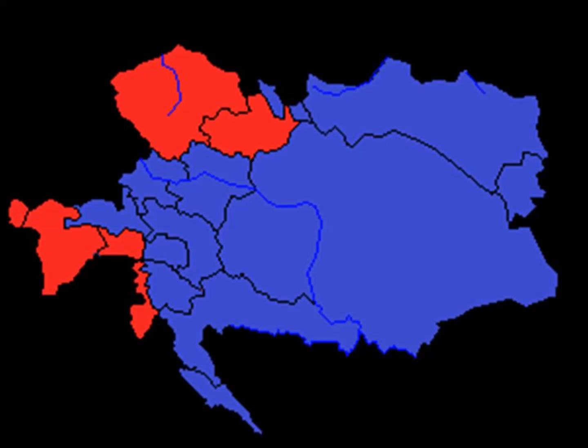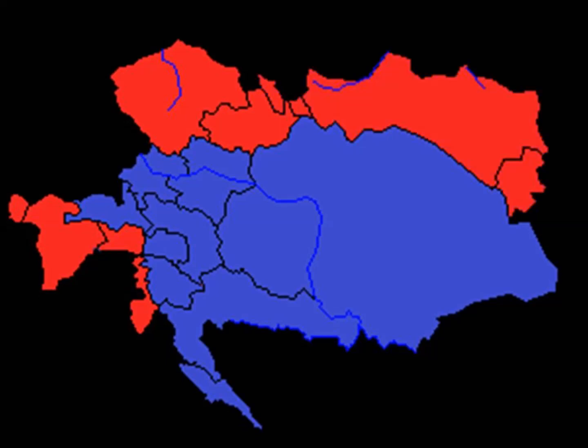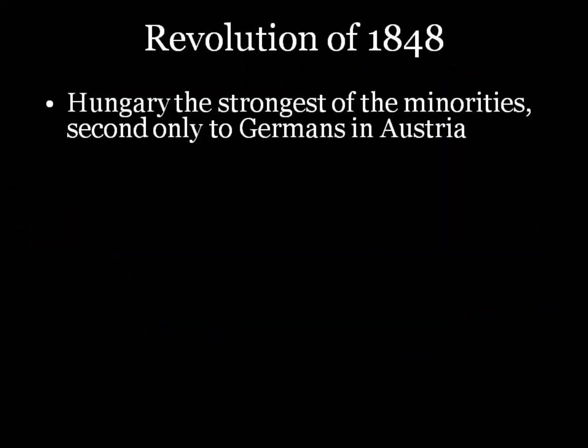They were followed shortly by the Bohemians in northwestern Austria, and then by the Polish-speaking provinces in north and northeast Austria. The most crippling blow came when the Hungarians rose up against the Austrians. At this point, as the map vividly demonstrates, most of what had been Austria was in open rebellion against the government. Only the German-speaking provinces in the south remained part of the state.